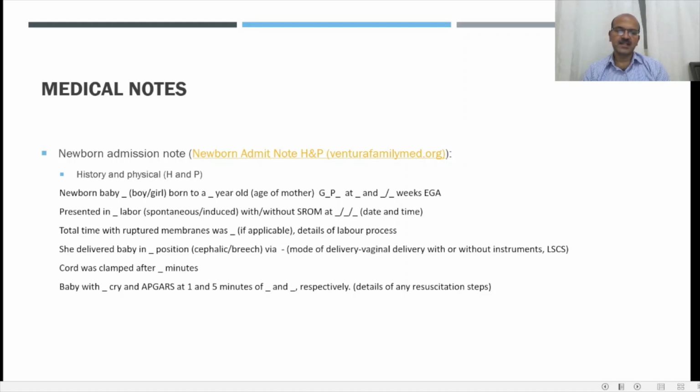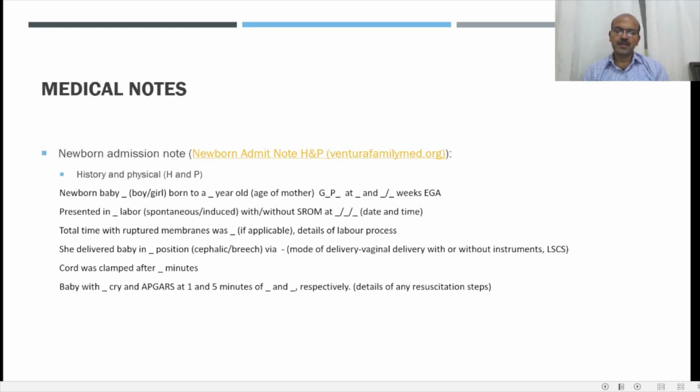This has implications in terms of planning a future hip ultrasound, for example, if it's a breech delivery, and whether it was a cesarean section, whether there were instrumental deliveries, and so on. Delayed cord clamping is part of the NRP guidelines. It's very important we mention whether it was done or not. This is more important in premature babies, as we have discussed in the different videos on delayed cord clamping.